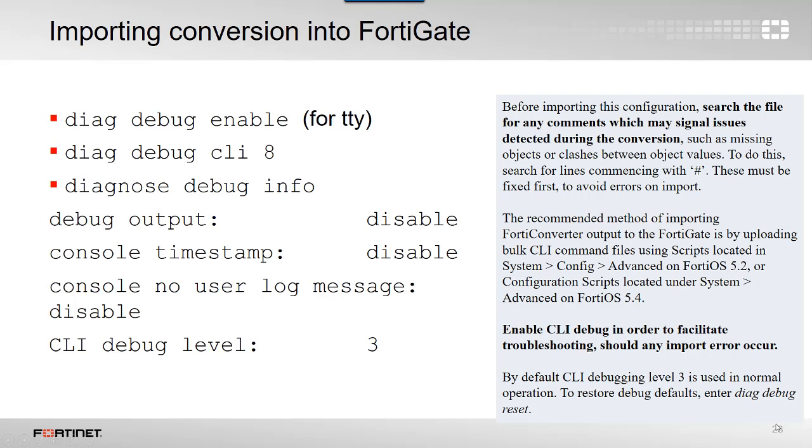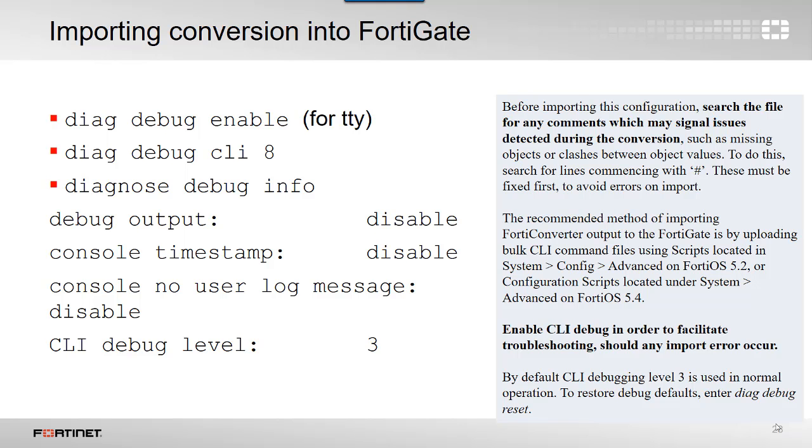Now we're going to look at importing the converter output into FortiGate. The default output is bulk CLI, structured into the CLI branches, and then we have to import that. Obviously we have to import that in order. We import system settings first, then firewall objects, and then firewall policies. Obviously we need to import addresses before address groups, and so on.